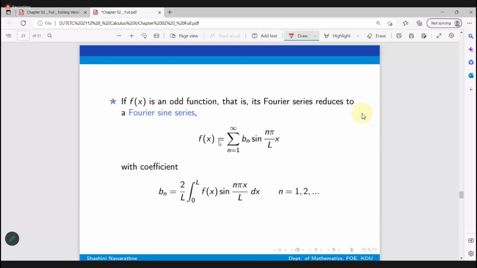So you have to verify that the given function is an odd function. Then you can use only bn to obtain the Fourier series. So let's discuss such example in our next session.